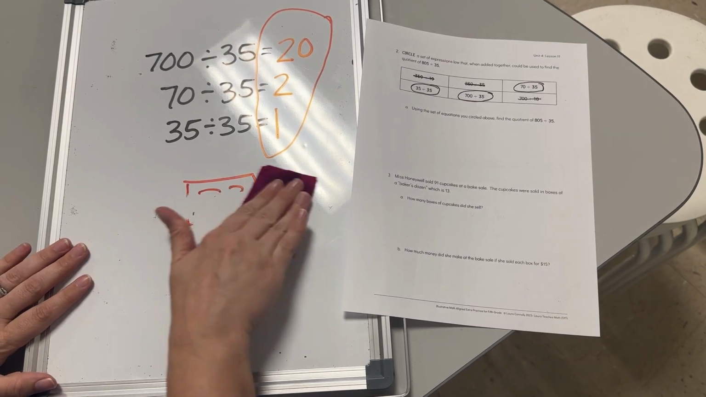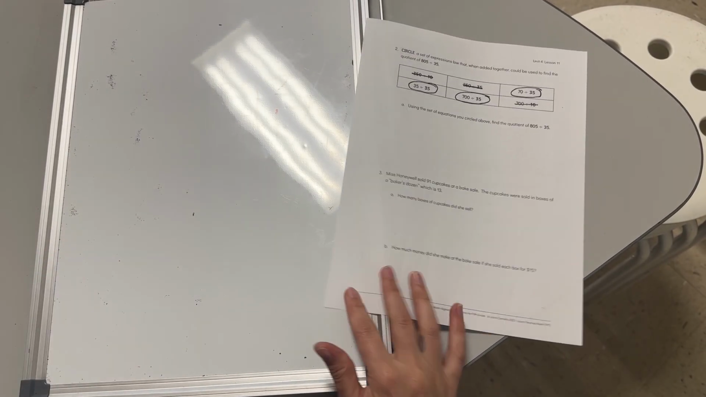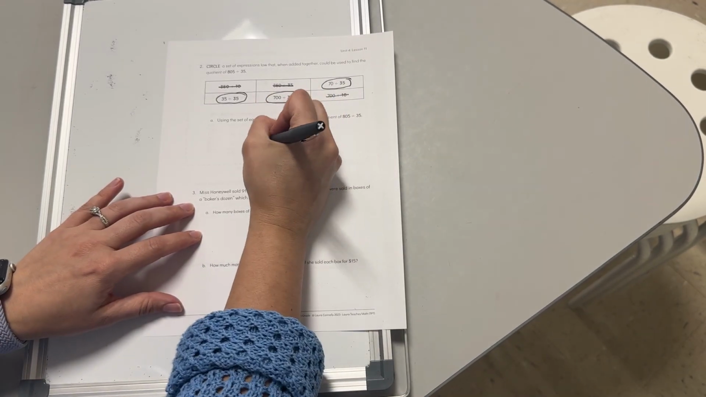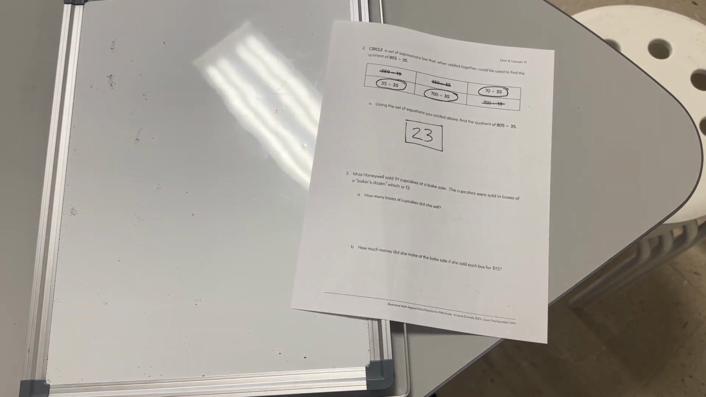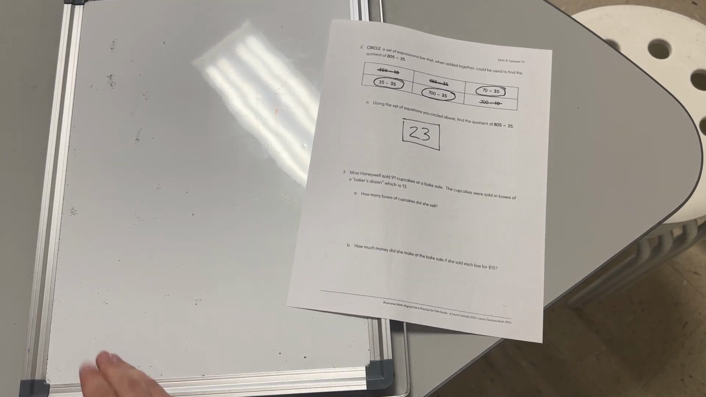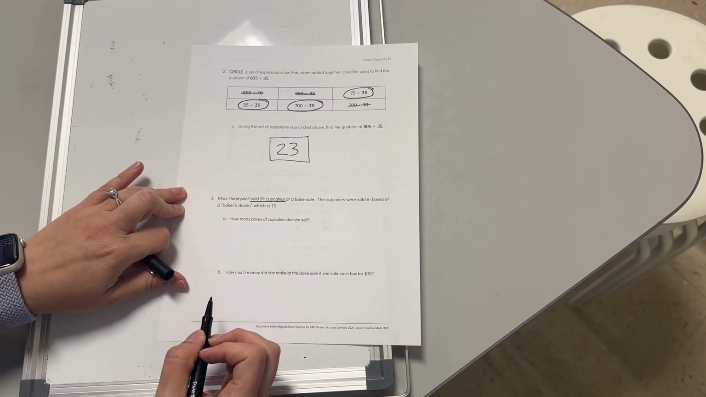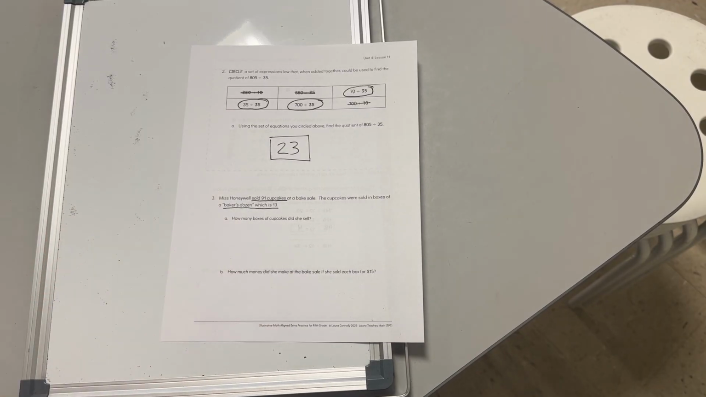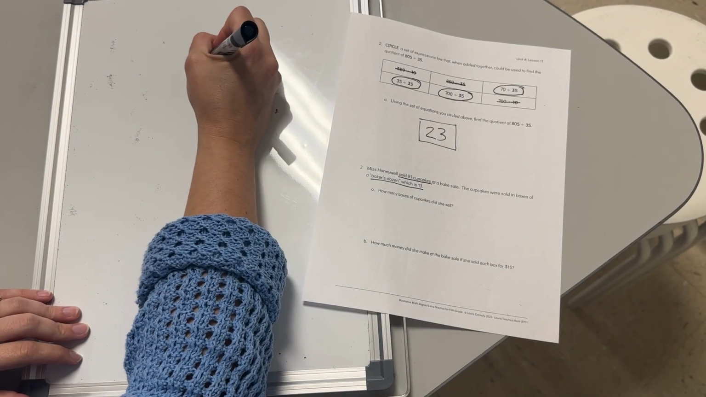Moving on to number 3. Number 3 says, Miss Honeywell sold 91 cupcakes at a bake sale. The cupcakes were sold in boxes of a baker's dozen, which is 13. It says, how many boxes of cupcakes did she sell? Well, what we're going to have to do is take the number of cupcakes total that she sold, and split it up into these baker's dozen, which we know is 13 based on this problem. So we're going to do 91 divided by 13. Let me set that up.